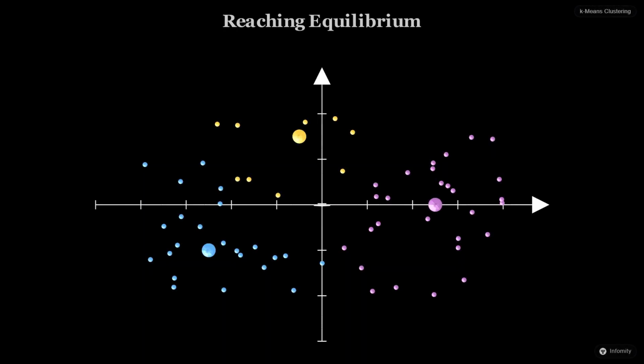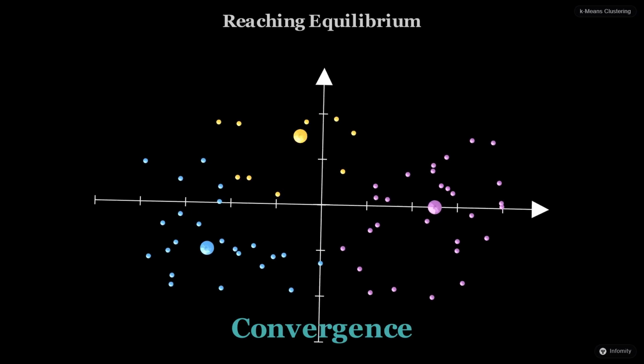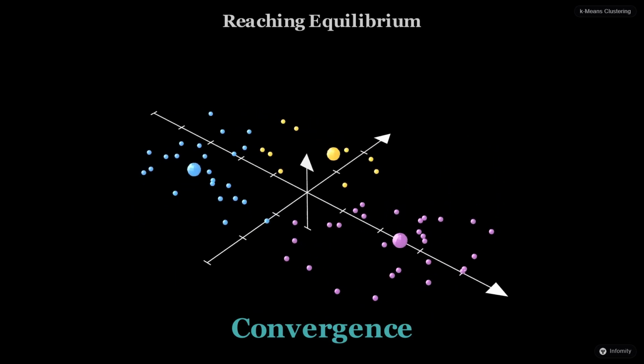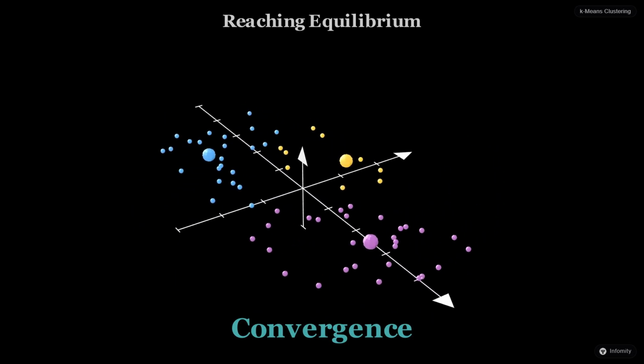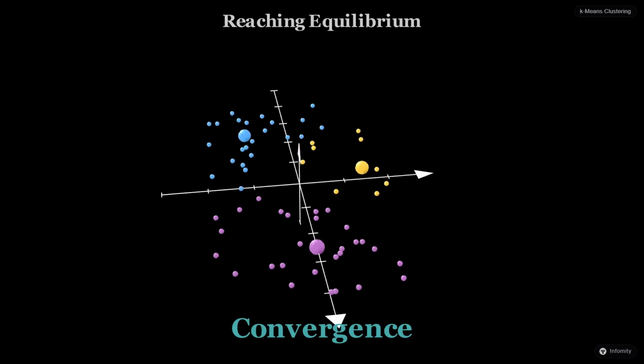Eventually, a moment comes when the filings no longer change their allegiance, and the magnets no longer need to move. This is called convergence. Our magnetic system has reached equilibrium. Like filings perfectly sorted into piles, our data is now neatly clustered. The algorithm has finished its work, and we have successfully discovered the hidden structure within the original chaos.